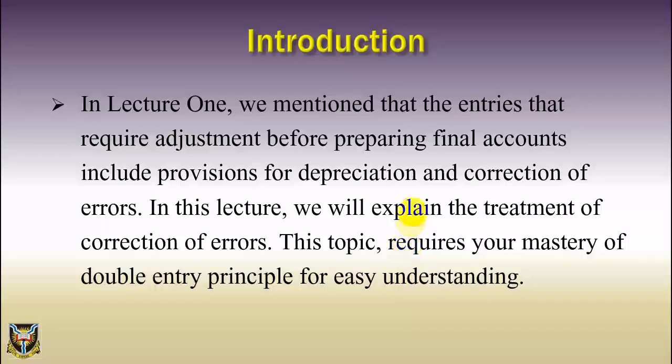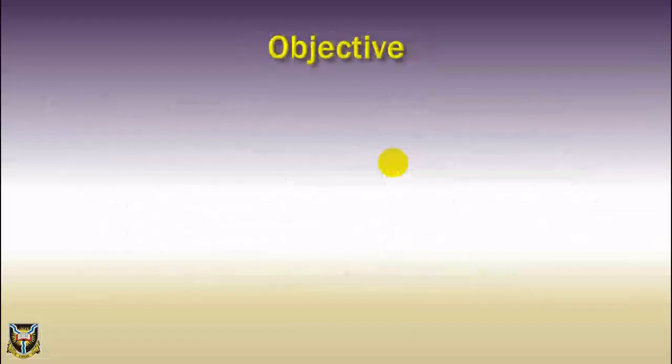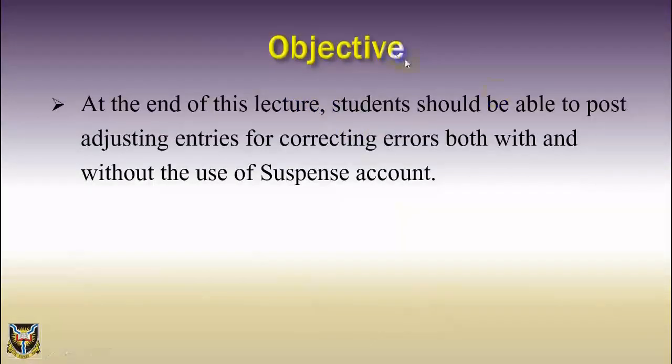Objective. At the end of this study section, you should be able to post adjusting entries for correcting errors both with and without the use of suspense account. Pre-test. Define and give example of each of the following types of error. 1. Errors of original entry. 2. Errors of commission. 3. Errors of principle.